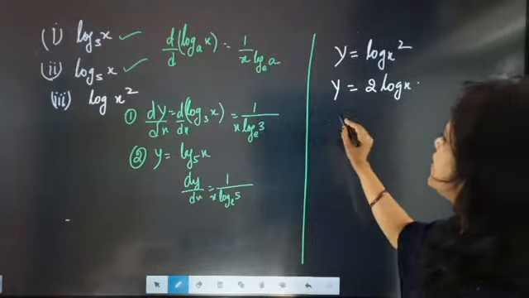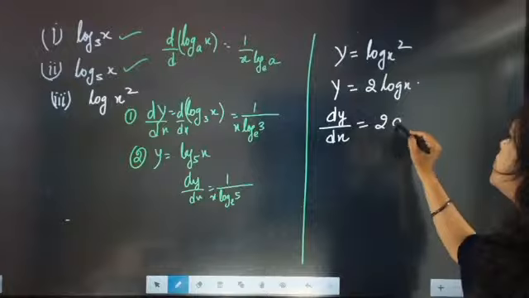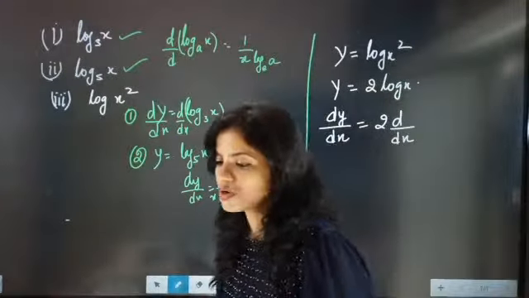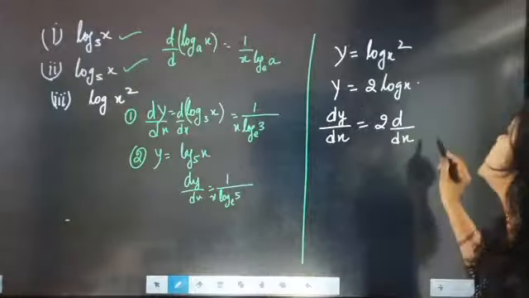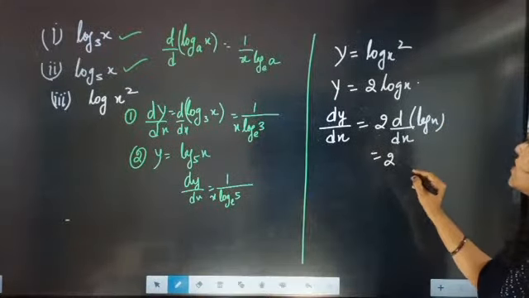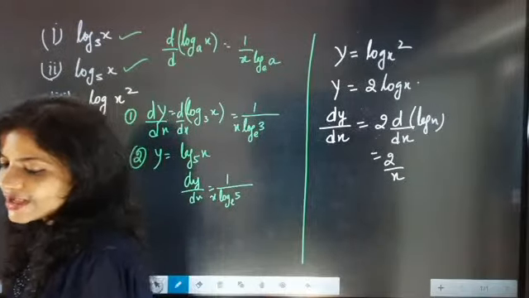So now we are ready for differentiation. It will become dy by dx is equal to 2, which is a constant, so differentiation of the constant is 0, and then log x. Now differentiation of log x is 1 by x, so it will become 2 by x.